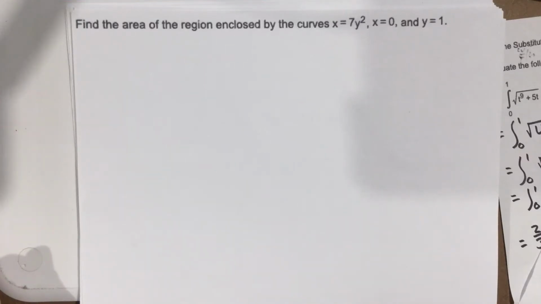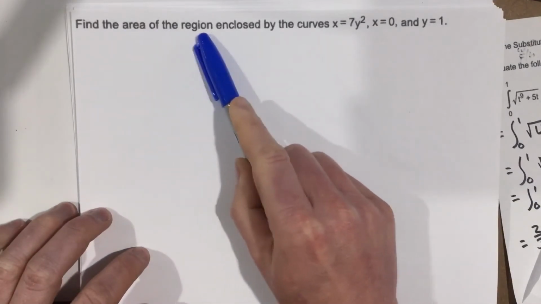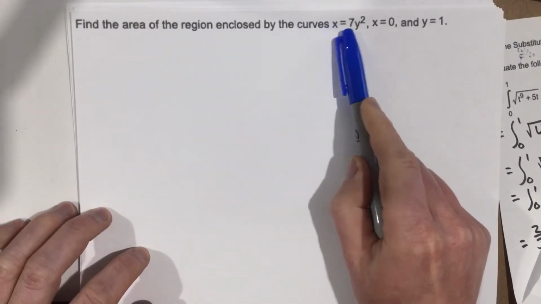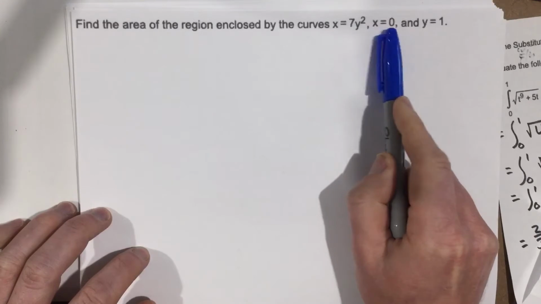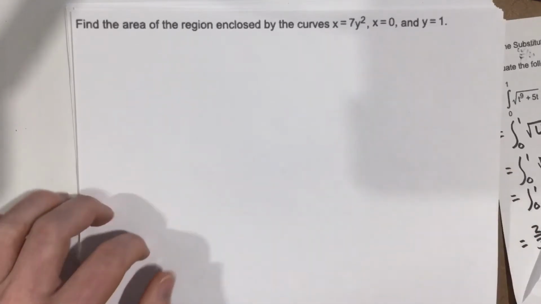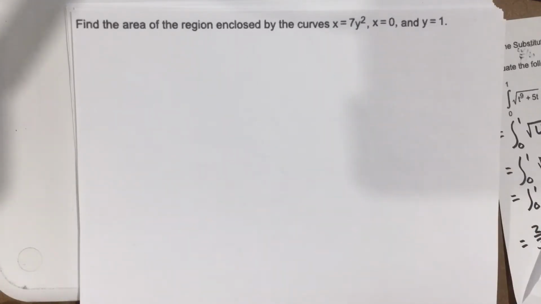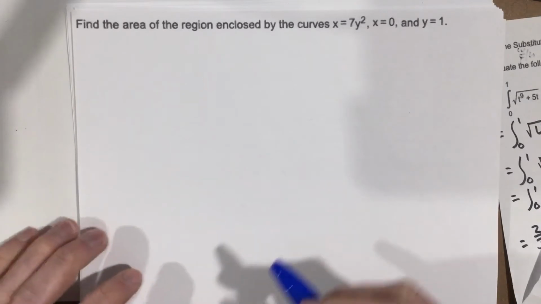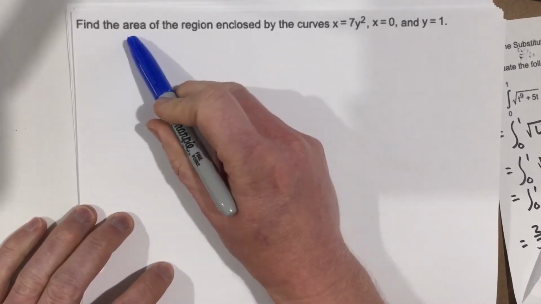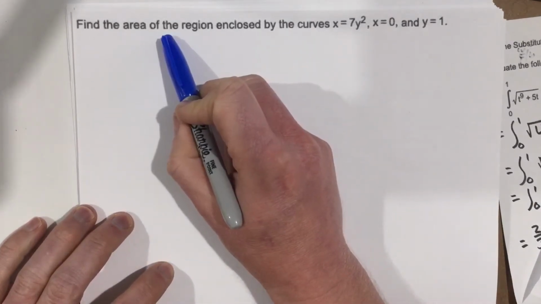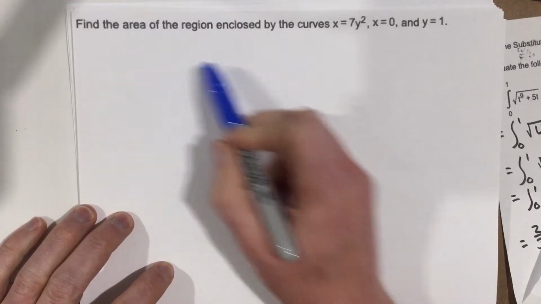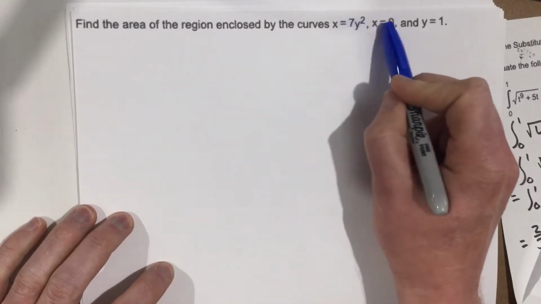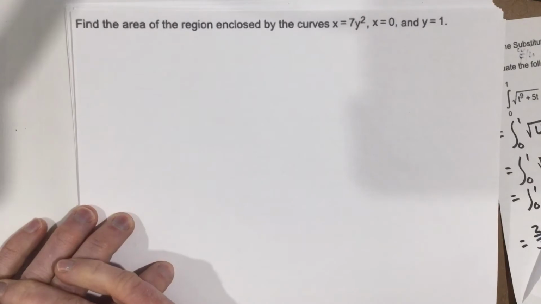This is problem number 6 from section 5.6. It asks us to find the area of the region enclosed by the curves x equals 7y squared, x equals 0, and y equals 1. Now, this is another problem where we're not trying to find the area between the x-axis and just some function anymore. We're trying to find the area enclosed by 3 different functions. So we really need to check to see where these three functions intersect.